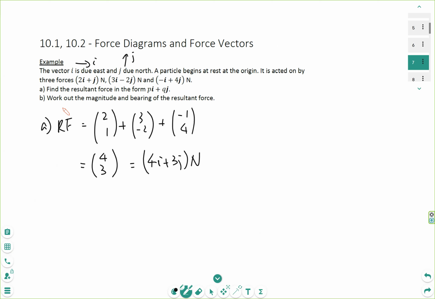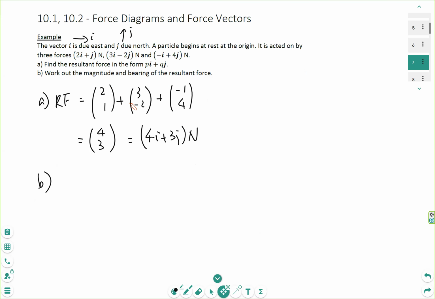Okay, part B, work out the magnitude and the bearing. So you've actually learned how to work out the magnitude and bearing of vectors. So ignore it being a force, but you've learned how to work out the magnitude and bearing of vectors. So to work that out, we can first draw the vector. If there's a particle, 4i means 4 to the right and 3 up. So that's 4i plus 3j. Actually, I like to put a 4 in here.